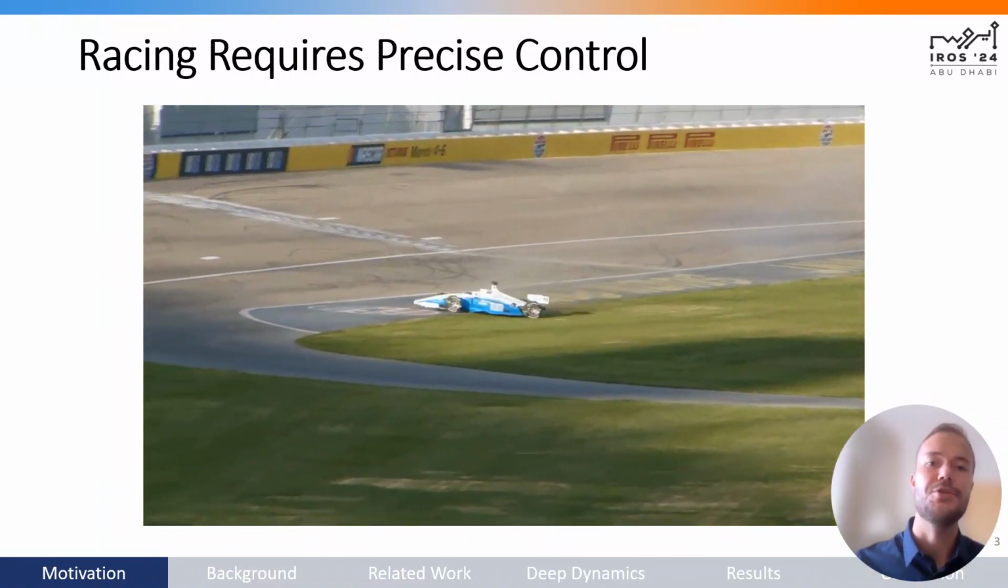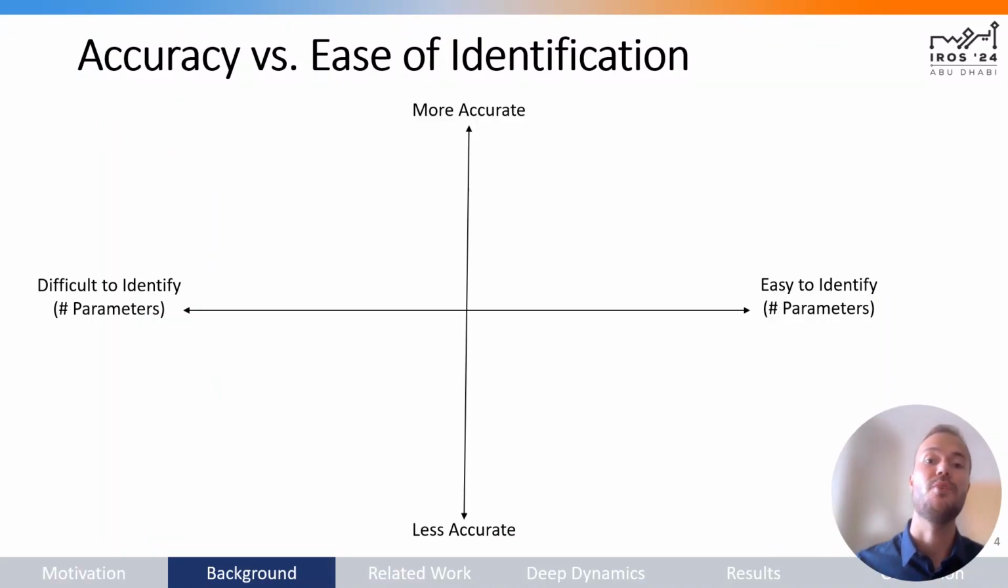Now, a common technique that researchers use to achieve this level of precise control is basing their control algorithm around a vehicle dynamics model. Let's take a look at a couple of different models that we could use and where they lie on this axis of accuracy versus ease of identification.